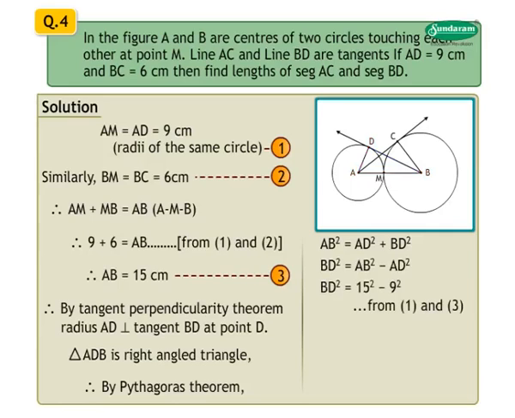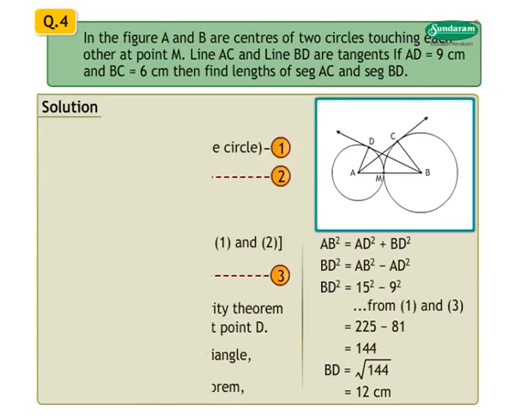BD² = 15² - 9² from 1 and 3. Therefore, BD² = 225 - 81 = 144. Taking square root, we get BD = 12 centimeters.